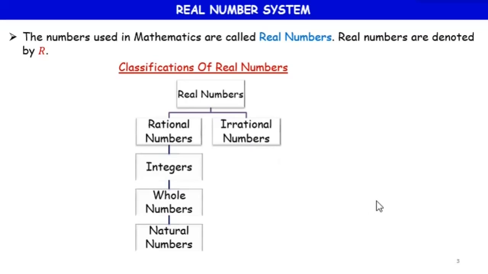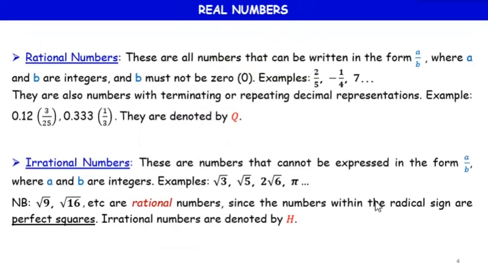Let's take a quick look at the difference between rational numbers and irrational numbers. So what are rational numbers? Rational numbers are numbers that can be written in the form a over b, where a and b are integers, and b must not be 0. We have examples like 2 over 5, negative 1 over 4, and then positive 7. Clearly all these numbers can be written in the form a over b.